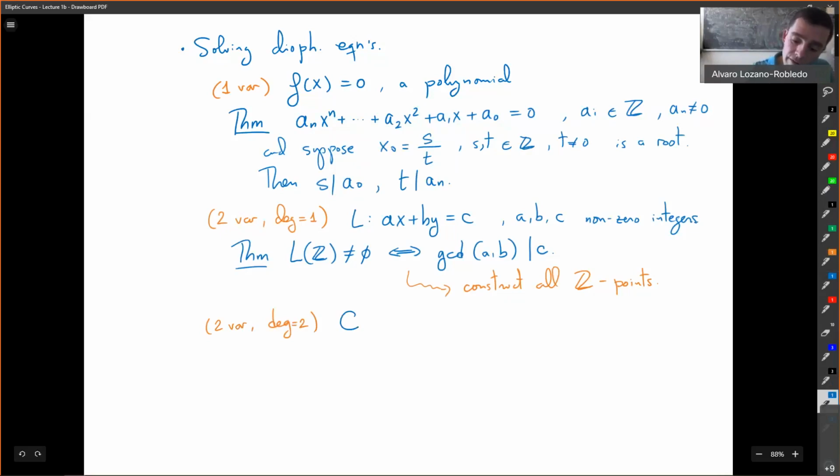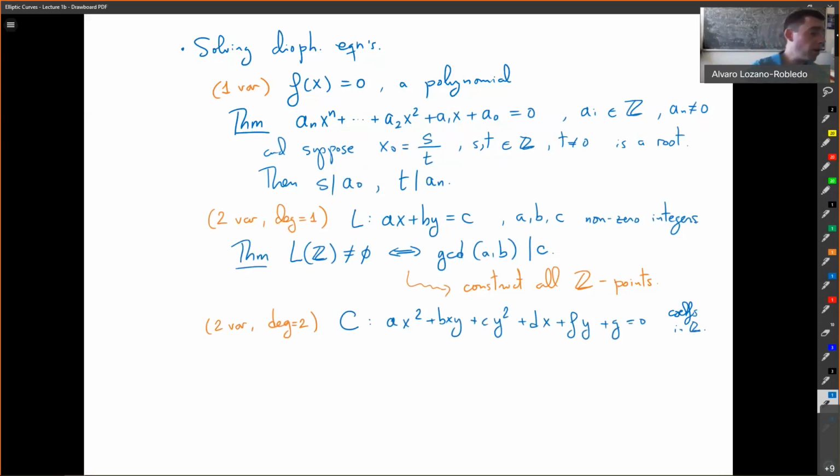So now I have what is a conic, something like ax squared plus bxy plus cy squared plus dx plus fy plus g equals 0, with all the coefficients in the integers. And now all of a sudden it's a lot more difficult to find solutions.